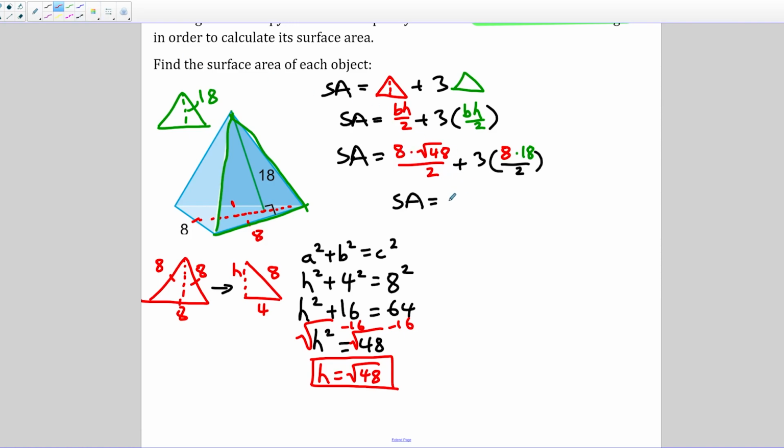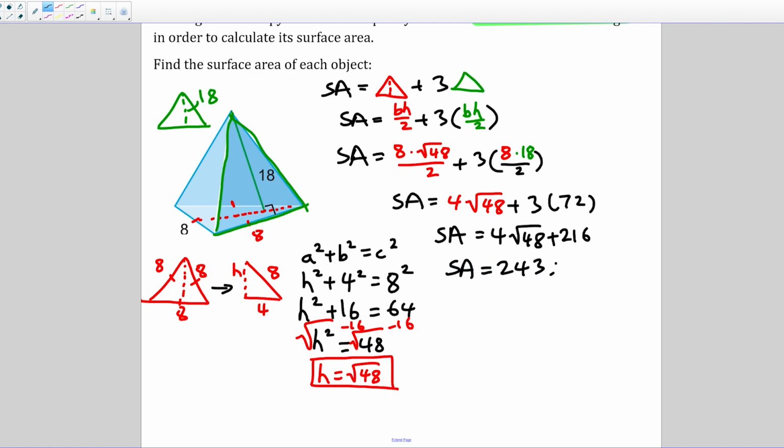So I've got 8 divided by 2 just gives me 4. So I've got 4 square root 48. And on the outside first, I have plus 3. And now inside the brackets, I have 8 times 18, which gives me 144. And 144 divided by 2 gives me 72. So I've got surface area is equal to 4 times the square root of 48 plus 216. Once I add everything together, I get the surface area is equal to 243.71 units squared if I round to the nearest hundredth.